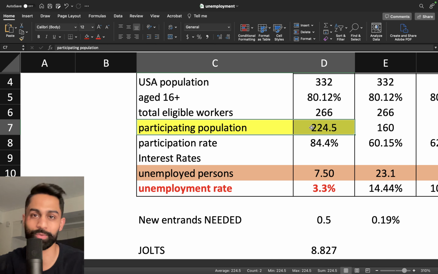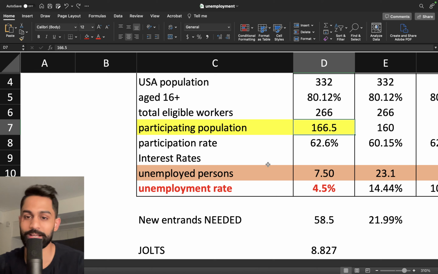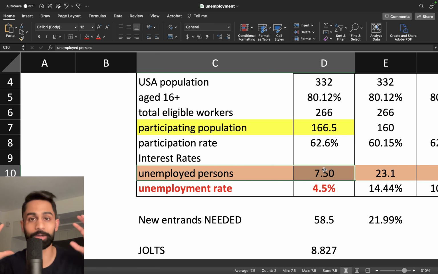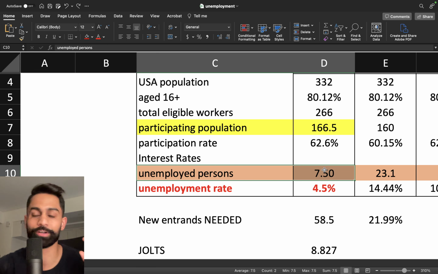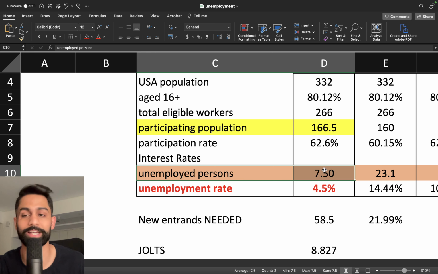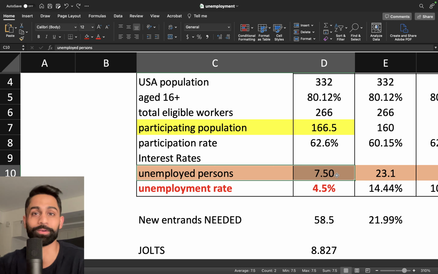If this higher interest rate leads to just 1.5 million people being unemployed, hope that makes sense, because the degree of changes here are pretty drastic. And that's exactly why I wanted to do this on a spreadsheet, to better help you understand why unemployed persons is the key to the unemployment rate.